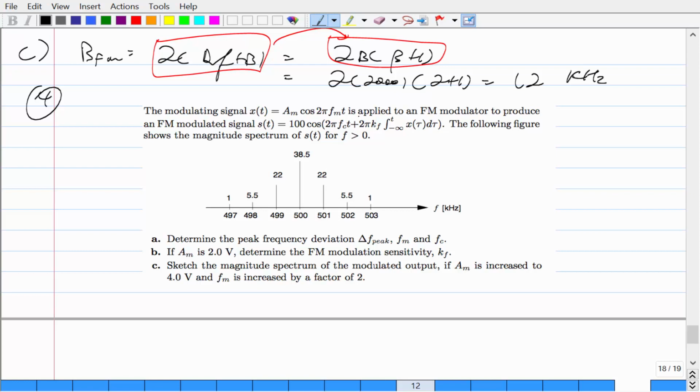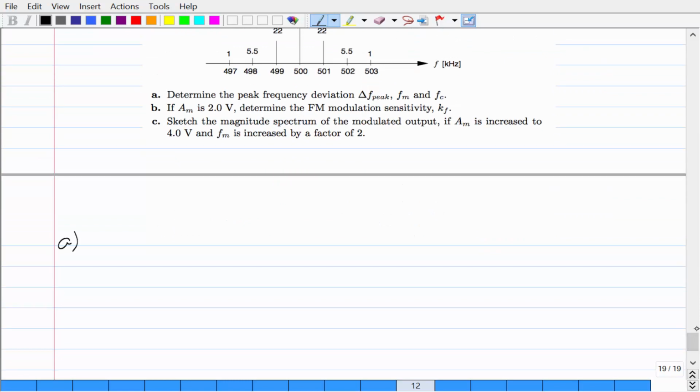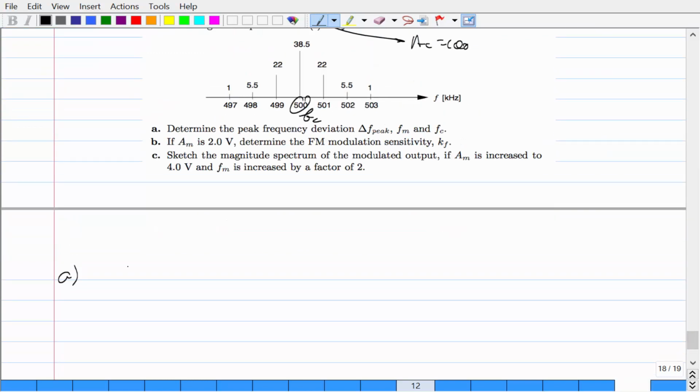So we have an FM modulating signal, where 100 here is the amplitude of the carrier, and this is done in terms of frequency modulation. What we have to do now is figure out the peak frequency deviation, the frequency of the message, and the carrier frequency. Well, that's pretty simple. If you look at the Fourier transform at the top, because it's symmetric, wherever the center impulse is will tell you what the carrier frequency is. So the carrier frequency is right here, that's this guy over here.